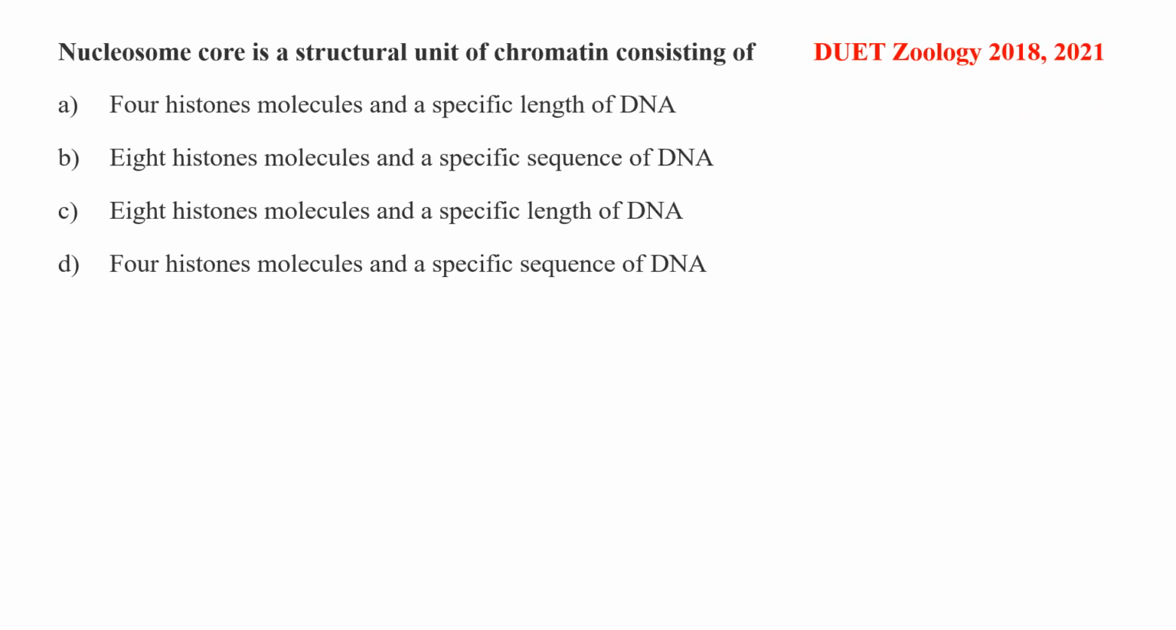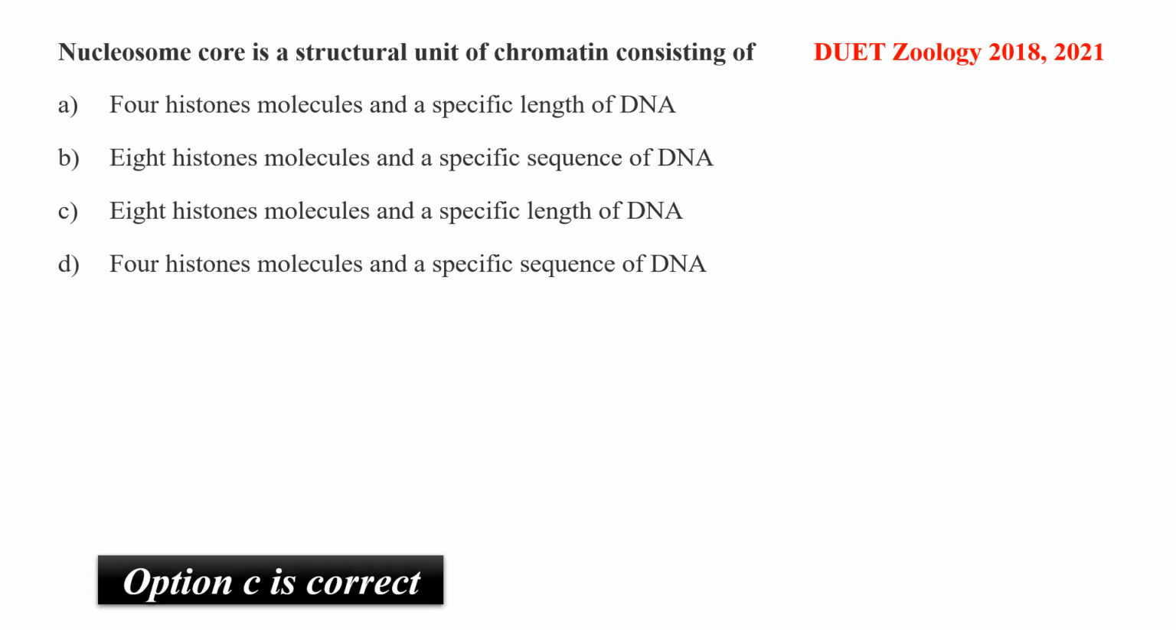Nucleosome core is a structural unit of chromatin consisting of, that's very simple. Nucleosome, it is the basic structural subunit of a chromatin, which consists of 200 base pair of DNA around an octamer of histone protein. So option C would be the correct answer in this case.